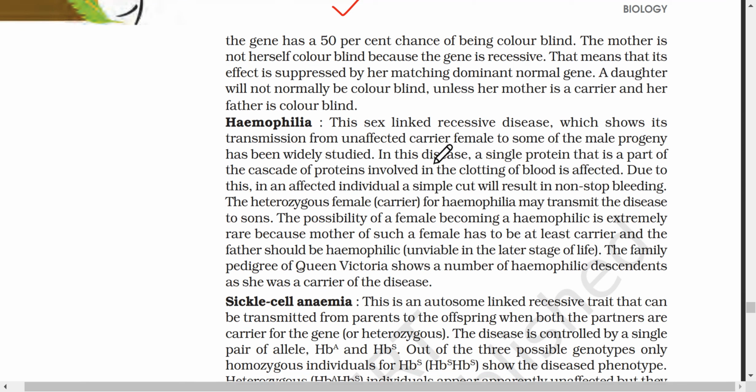Hemophilia. This sex-linked recessive disease, which shows its transmission from unaffected carrier female to some of the male progeny, has been widely studied. In this disease, a single protein that's a part of the cascade of proteins involved in the clotting of blood is affected. The blood clotting will be affected. Due to this, in an affected individual, a simple cut will result in non-stop bleeding. The heterozygous female, the carrier for hemophilia, may transmit the disease to sons. The possibility of a female becoming hemophilic is extremely rare because the mother of such a female has to be at least a carrier and the father should be hemophilic, which is unviable in the later stage of life. So he won't eventually get married. The family pedigree of Queen Victoria shows a number of hemophilic descendants as she was a carrier of the disease.